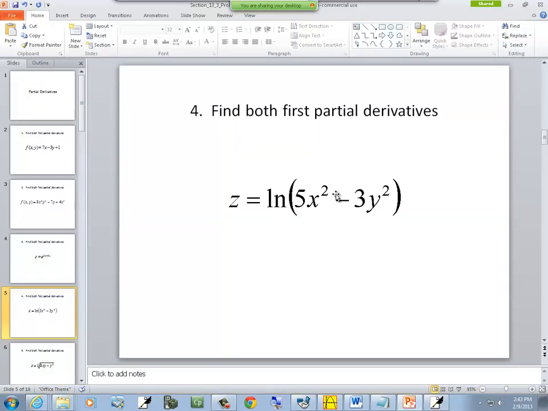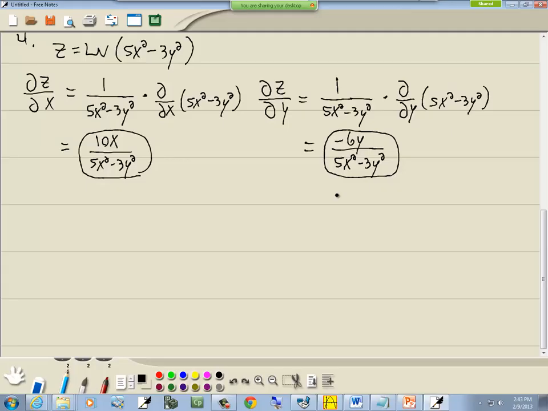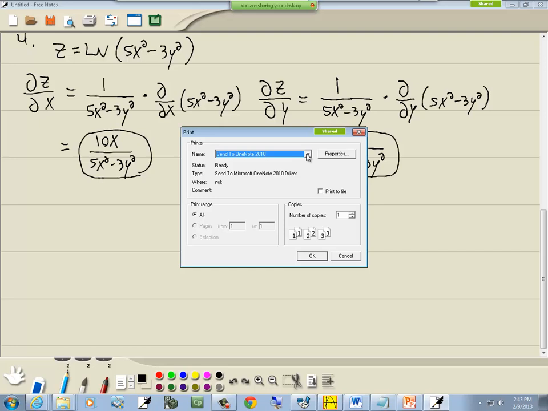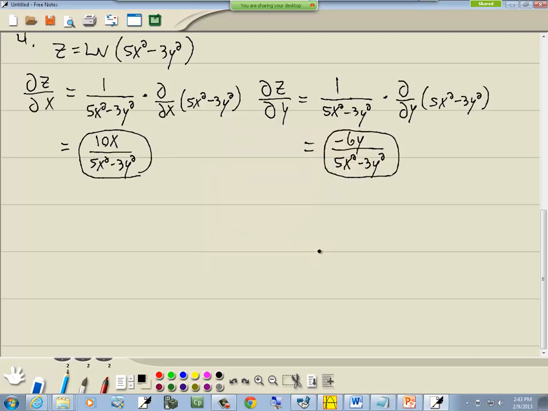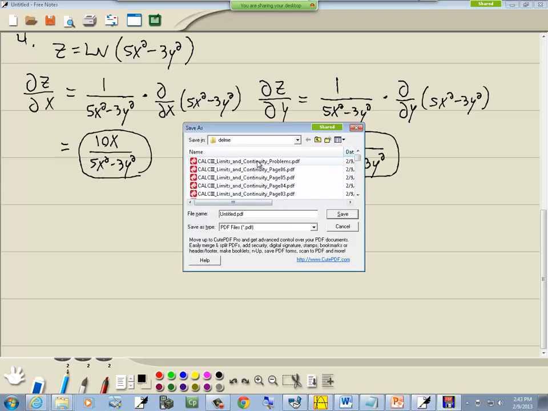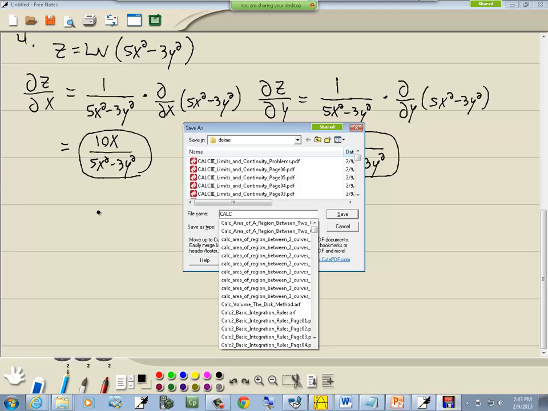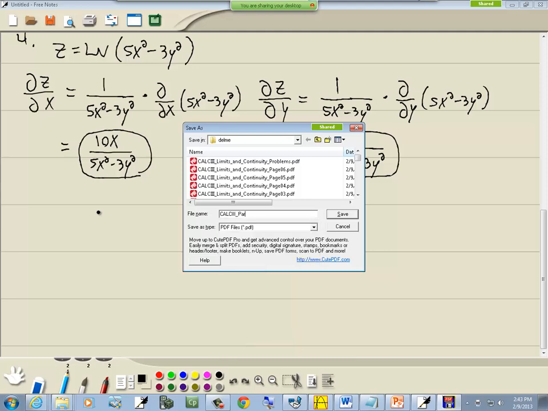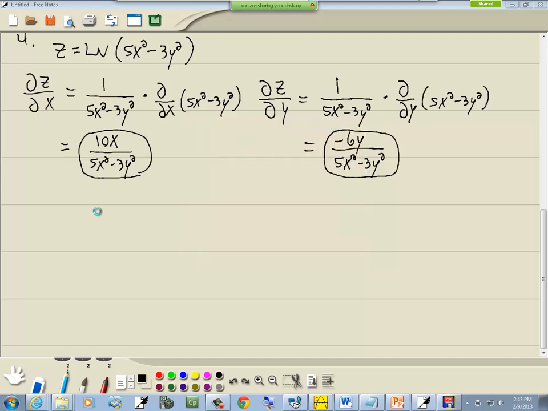And do I have room for the next one? Might not. Let me save that. Calc 3 partial derivatives page 01.pdf.